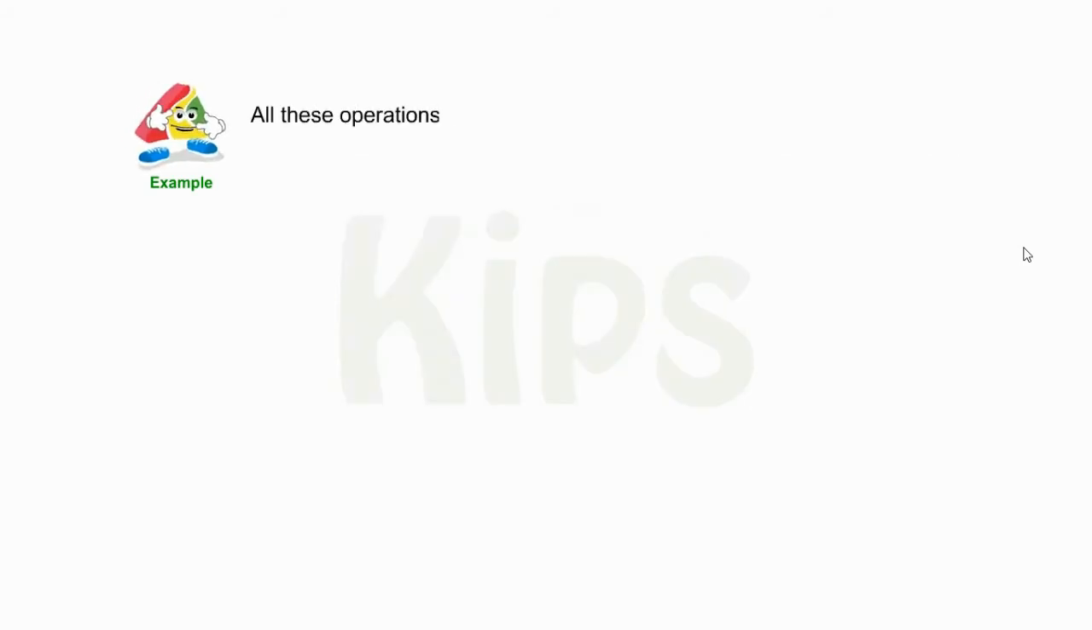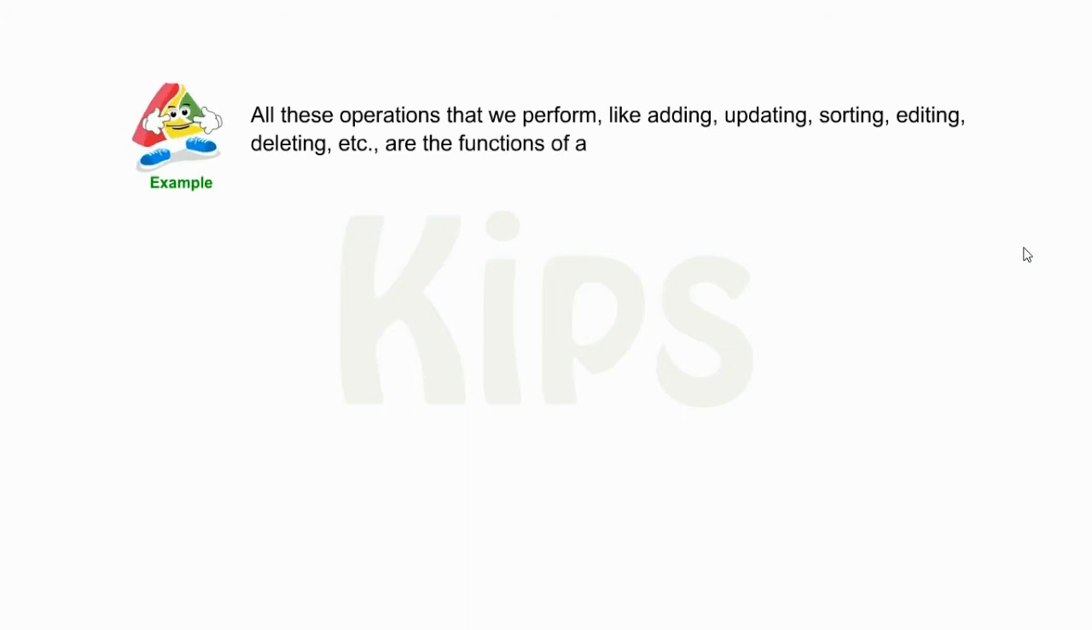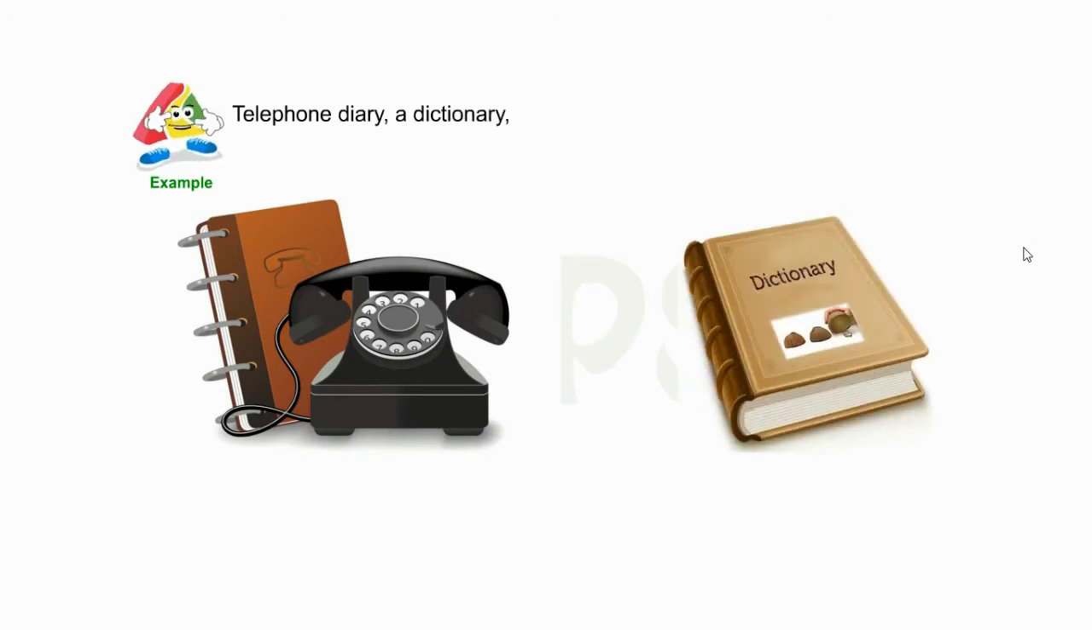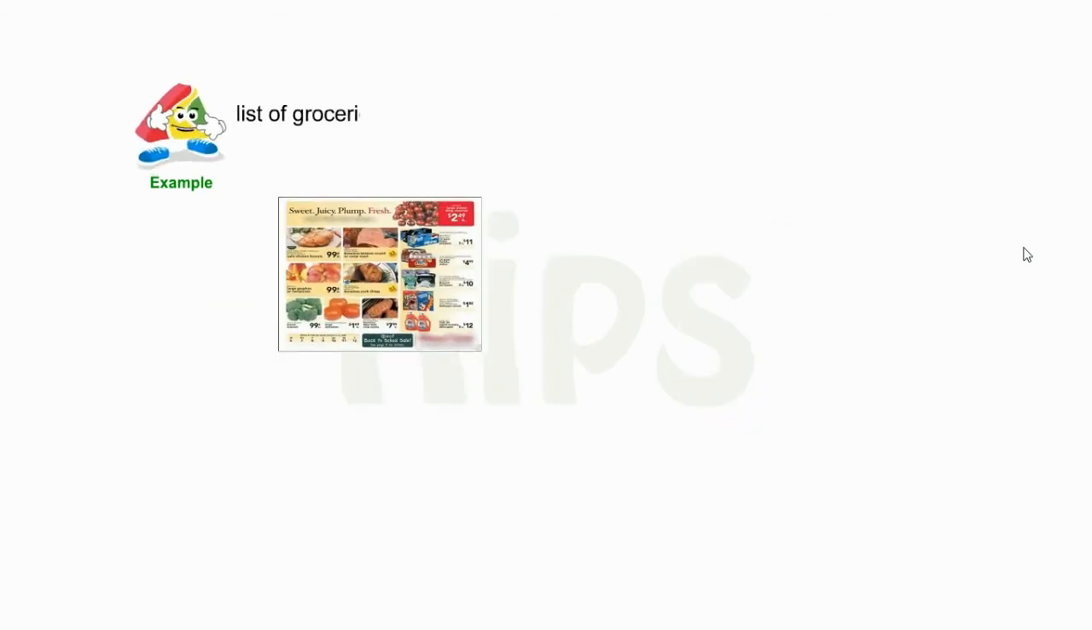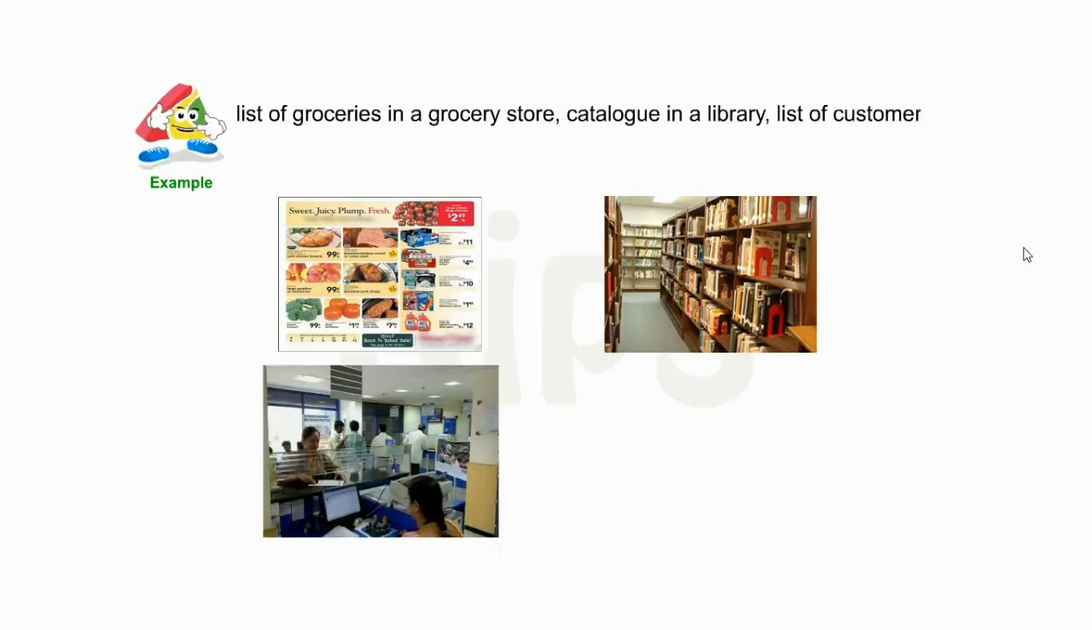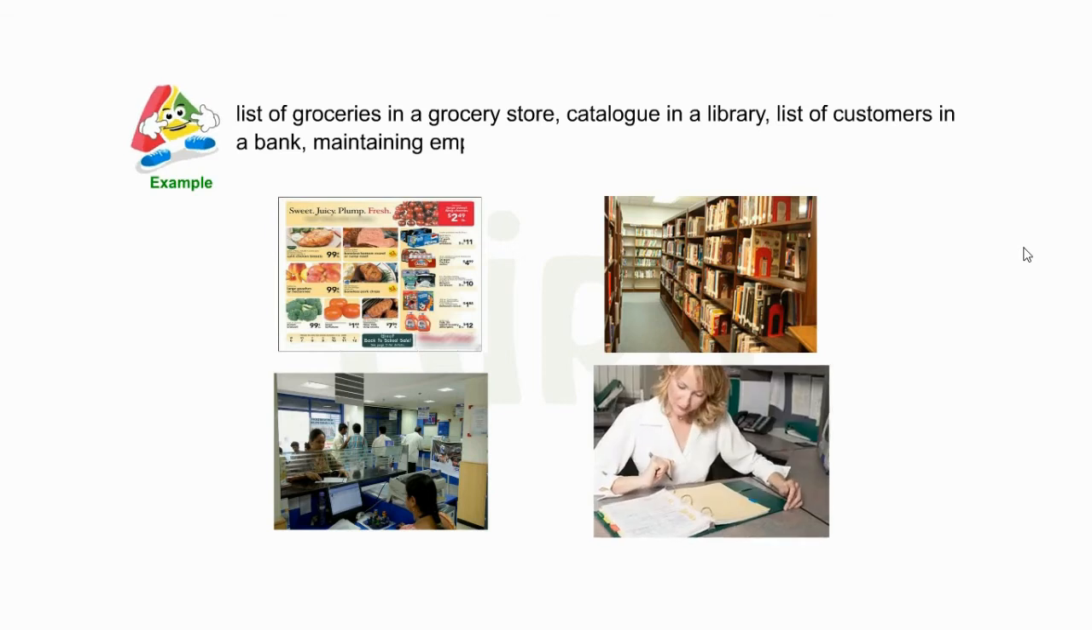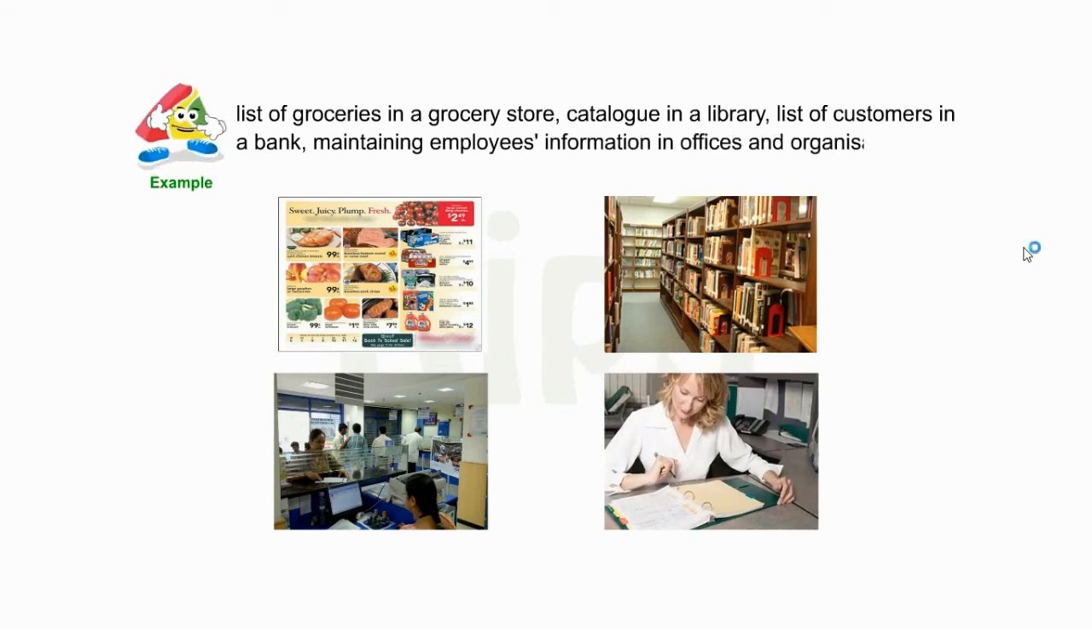All these operations that we perform, like adding, updating, sorting, editing, deleting, etc., are the functions of database. Telephone diaries, a dictionary, maintaining a list of students and their addresses, keeping their records pertaining to academic and co-curricular achievement, list of groceries in a grocery store, catalogs in a library, list of customers in a bank, maintaining employees' information in offices and organizations, etc., are the examples of different types of database.